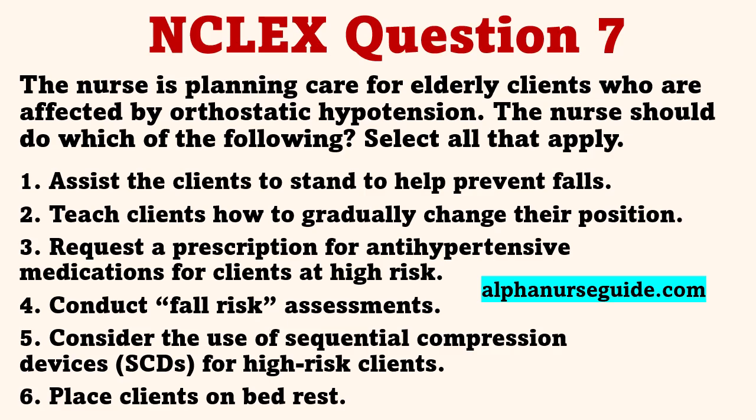The correct answers are 1, 2, 4, and 5. Orthostatic hypotension is a drop in blood pressure that occurs when changing position, usually to a more upright position. Orthostatic hypotension often occurs in elderly clients, and it is a common cause of falls. Nurses must assess clients for orthostatic hypotension and assist all clients with orthostatic hypotension in standing to help prevent falls. Lower limb compression devices aid in prevention of decreased orthostatic systolic blood pressure and reduce symptoms in elderly clients with progressive orthostatic hypotension. Nurses must teach clients how to gradually change their position, and they must conduct fall risk assessments.